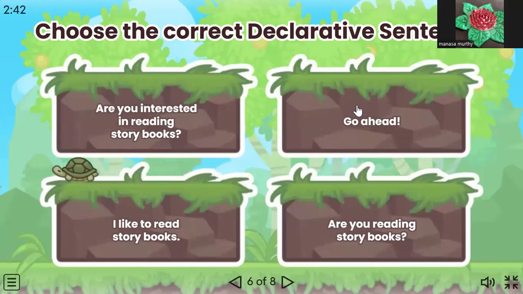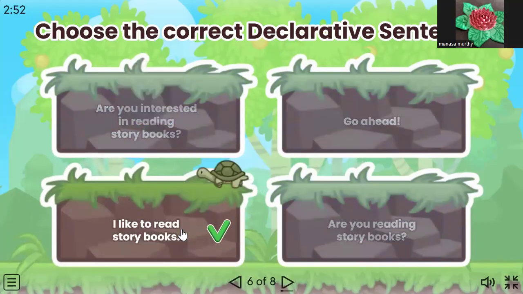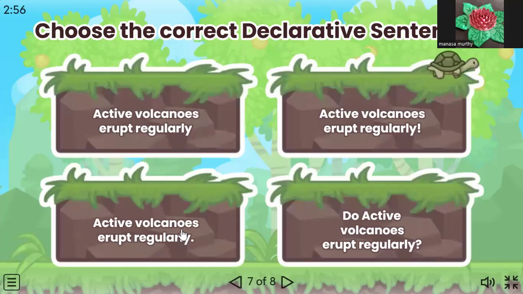Are you interested in reading storybooks? I like to read storybooks. Are you reading storybooks? Obviously, the third one. The first sentence is interrogative, the second one is exclamatory, and the third one appropriately begins with a capital letter and ends with a full stop.